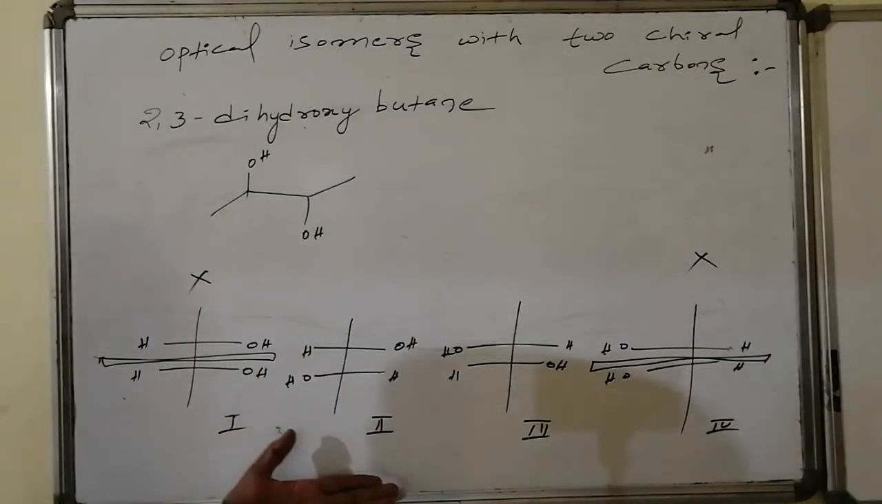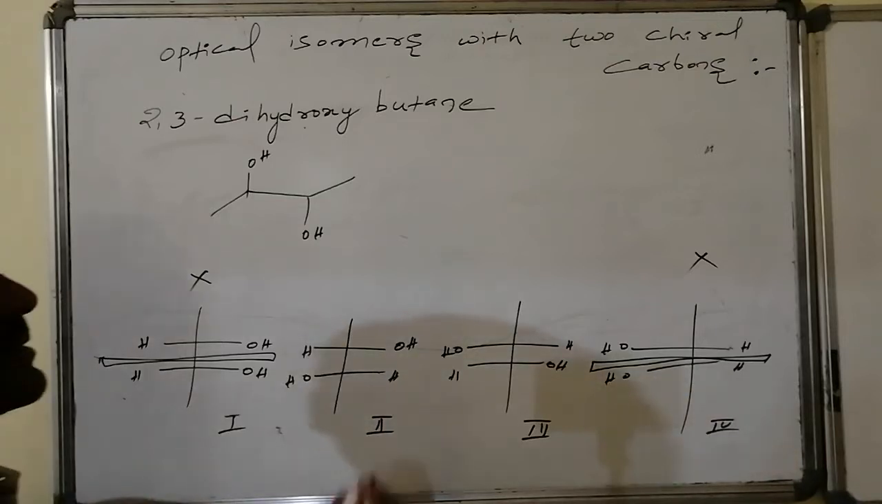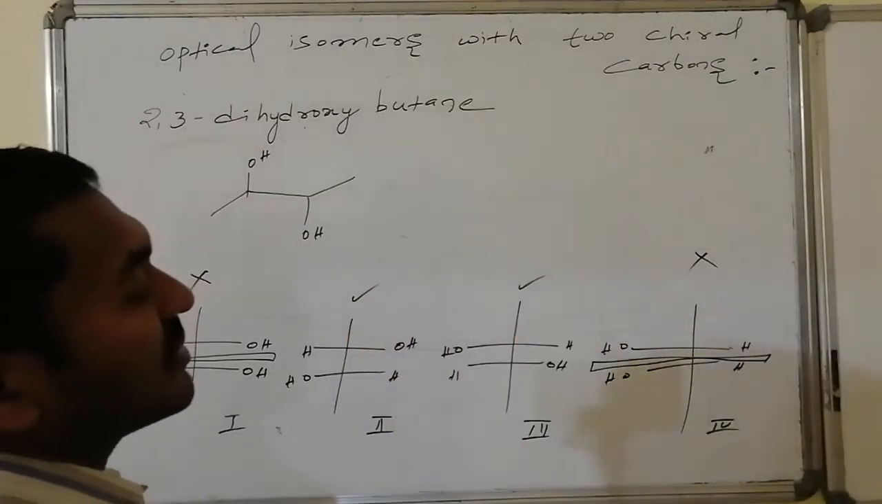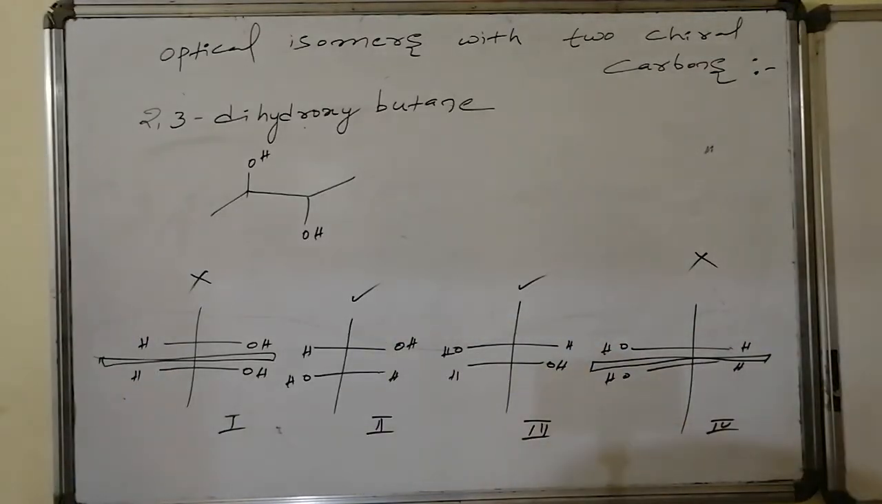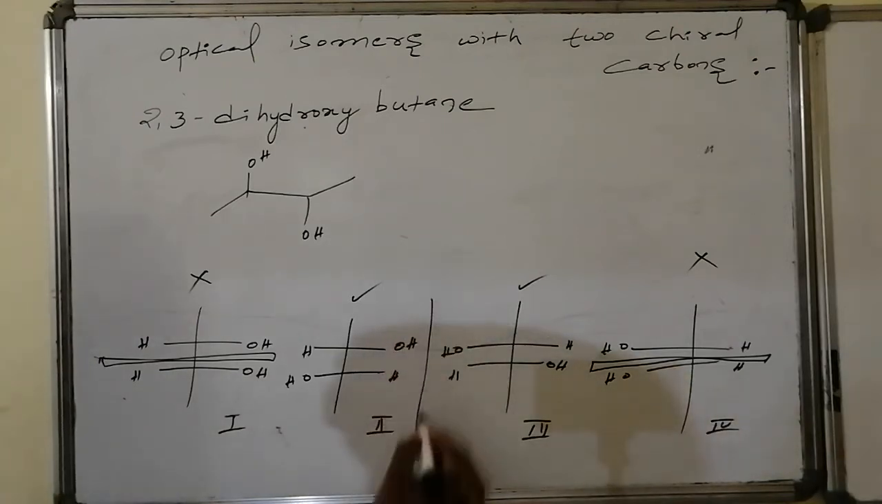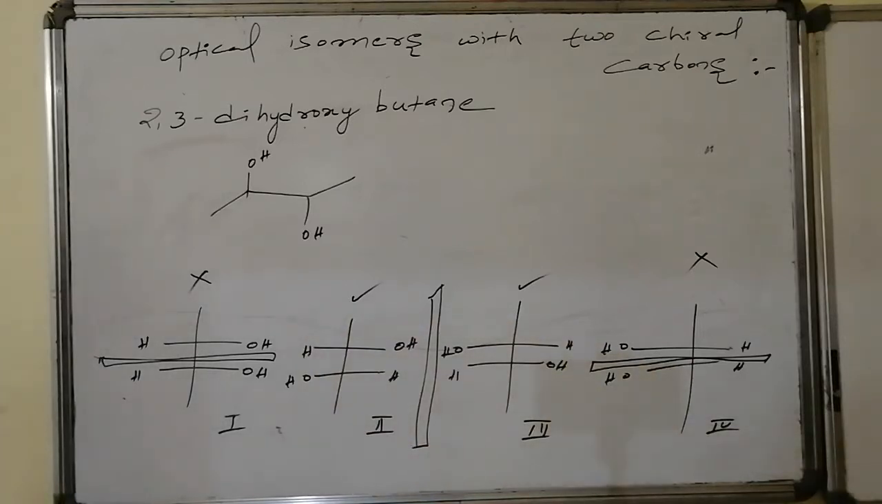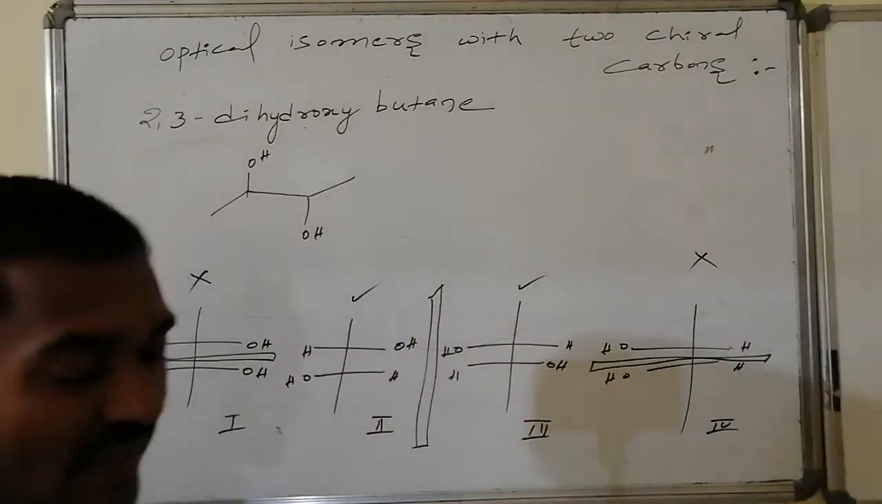Whereas in structure number 2 and structure number 3, there is no plane of symmetry, hence the molecules become optically active. Thus, the second molecule is optically active, and the third molecule is optically active. And moreover, in the case of these particular molecules, these two are acting as mirror images to one another. Thus we have a total of 4 optical isomers.